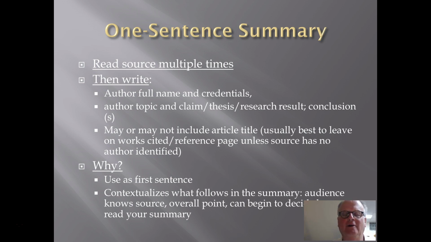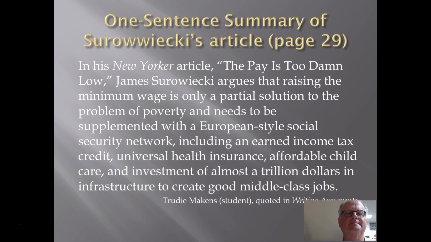Normally we leave out the article title because we can go to the reference page or the works cited page and see that. The only time you put an article title into a one-sentence summary is if there's no author identified. Why do we do this? Again, it becomes the first sentence of the summary, and it contextualizes what follows. The audience understands who the source is, what their overall point is, and then they can begin to decide how they're going to evaluate that in the context of your summary.